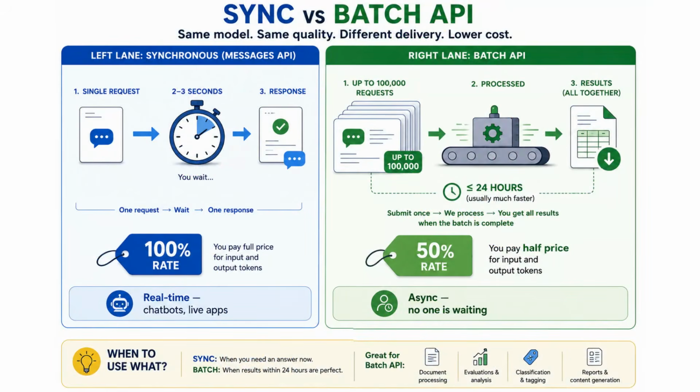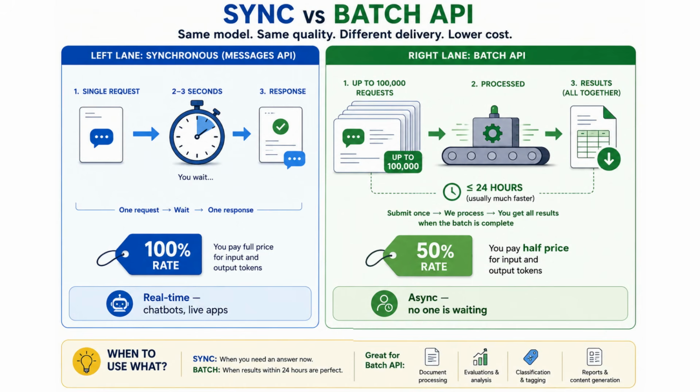This infographic compares synchronous API processing with the Batch API. On the left, the synchronous flow handles one request at a time. The request is sent, the user waits around 2 to 3 seconds, and the response returns immediately. This real-time approach is ideal for chatbots and live applications, but it uses the standard 100% token rate. On the right, the Batch API groups up to 100,000 requests and processes them asynchronously. No one is waiting for an instant reply, and the completed results are returned together within 24 hours, usually much faster.